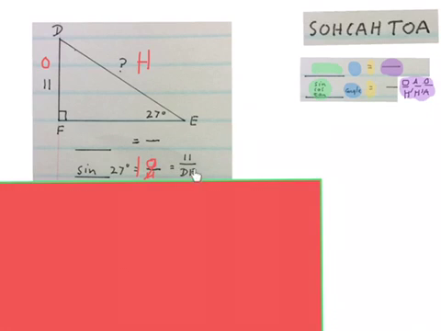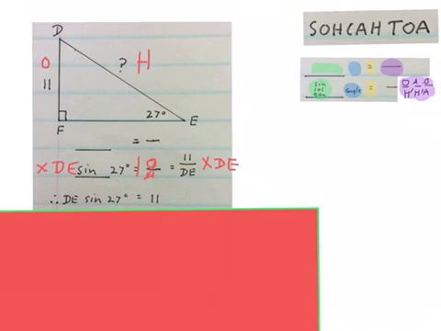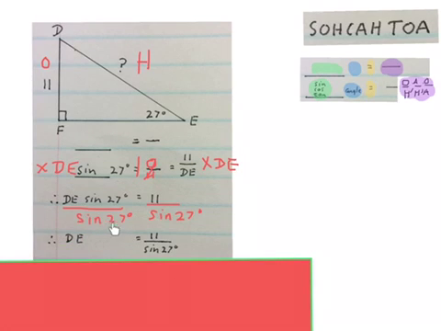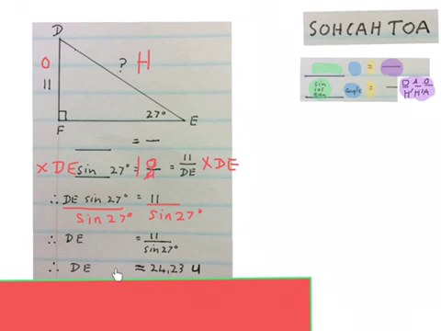Now I've got to solve for DE, so the first thing I do is I times by the LCD. After you've times by DE on both sides, you'll get DE sin 27 equals 11. This DE and DE will cancel. This DE will just go and stand in front of the sin 27. Now to get the DE alone, you will divide by sin 27 on both sides. You'll get DE equals 11 over sin 27, and this we will push into the calculator. That'll give you DE equals 24.23 units, which I will then write in on my sketch.